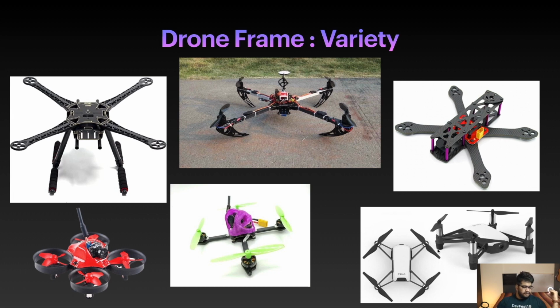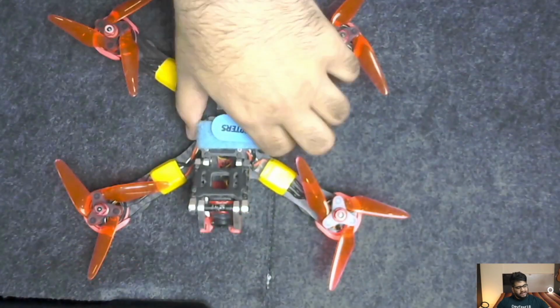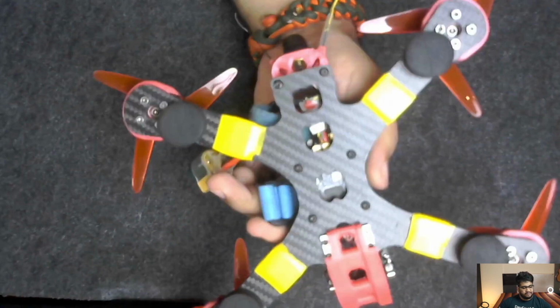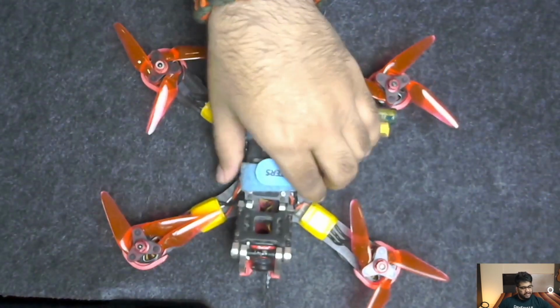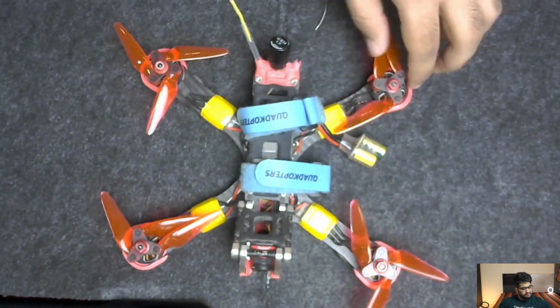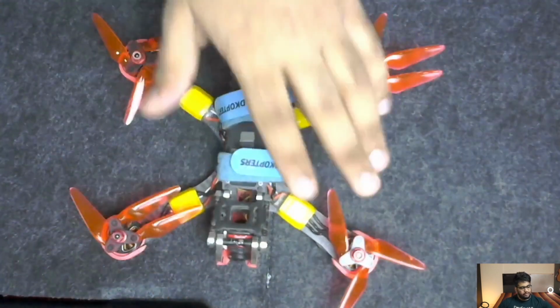So let me switch to the overhead camera and show you the different types of drone frames that I have. So this is my go-to FPV drone freestyle frame, as you can see. This is a frame by a company called Armattan Chameleon. I have modified it to suit my needs, and we'll talk about modifications in future chapters. So this is my go-to frame.